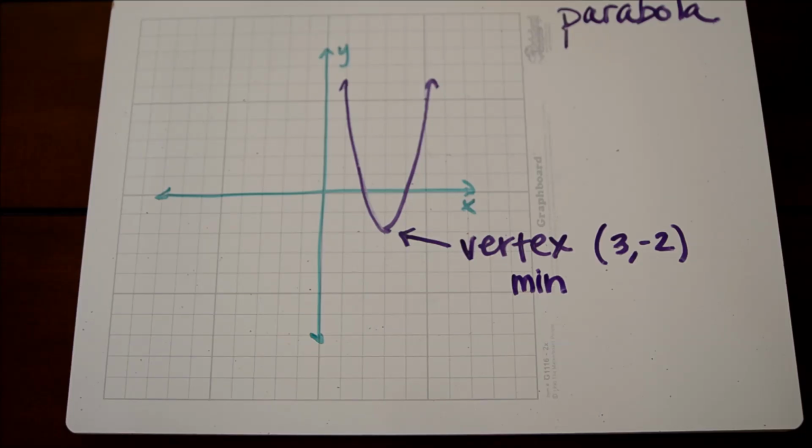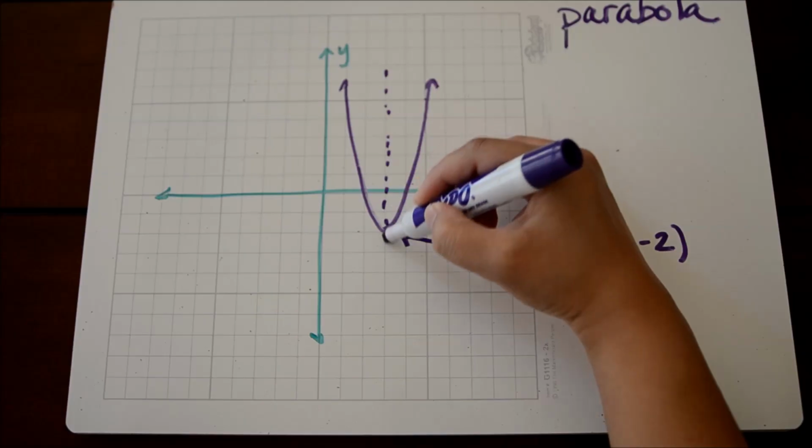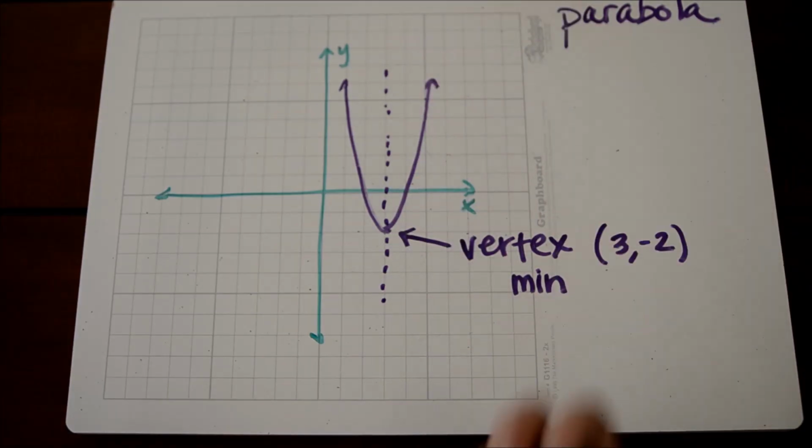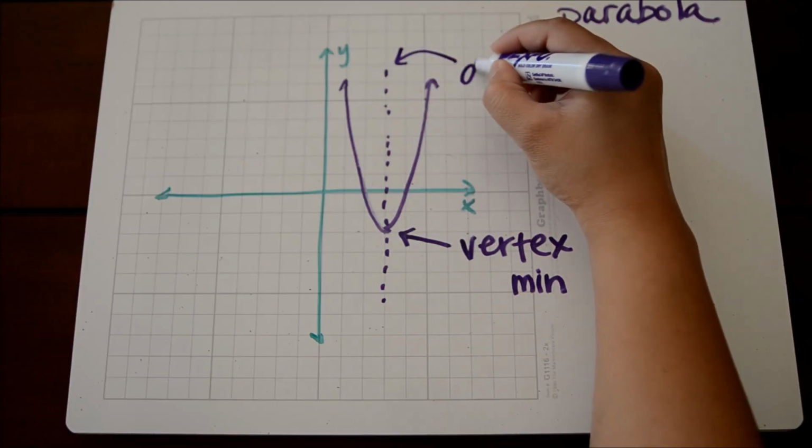Another important vocabulary term is the term that describes the imaginary line that cuts through the middle of the parabola. This line divides your parabola into two equal parts, and what it's called is the axis or the line of symmetry.